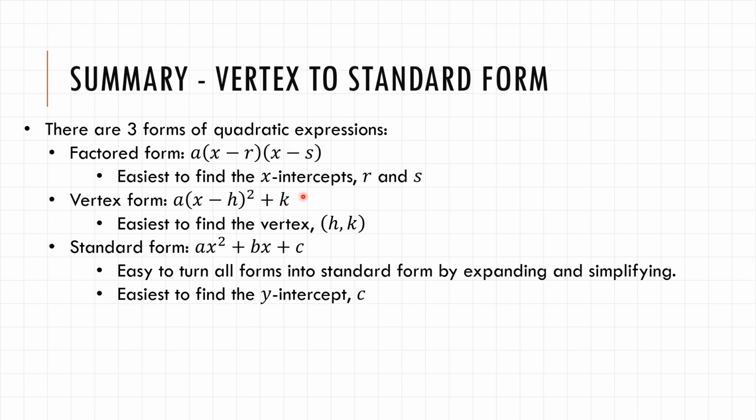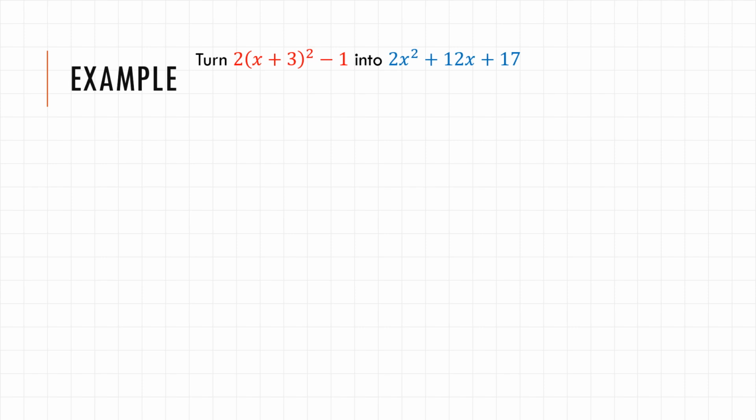How do we turn vertex into standard form? Well, we know in the other lesson, in that expansion of binomials lesson, we learned how to go from factored into standard. But in this lesson, we learned how to go from vertex into standard, and it's very similar. We just expand and simplify. Let's turn this into this by expanding and simplifying with FOIL, okay?